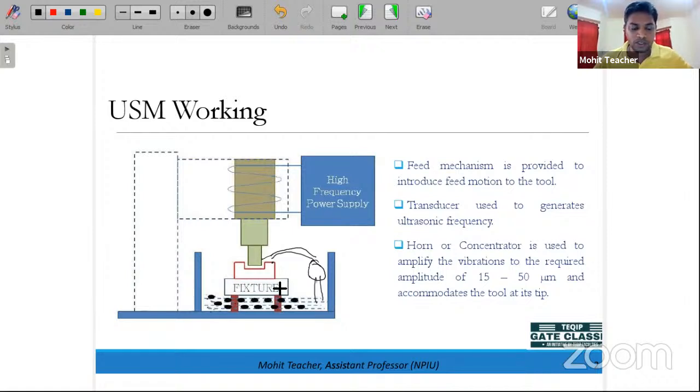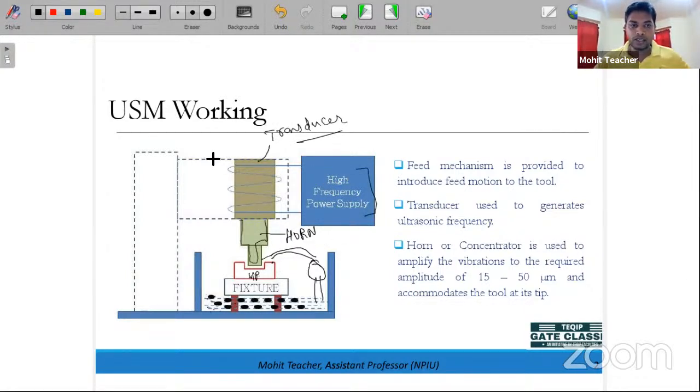and this is the fixture that we have mounted. Over the fixture, this is the workpiece. Okay, and this workpiece is over that. This light green section is basically the horn. Okay, this is the horn. And this section, this colored, is basically the transducers. Now this is connected with the high frequency power supply.